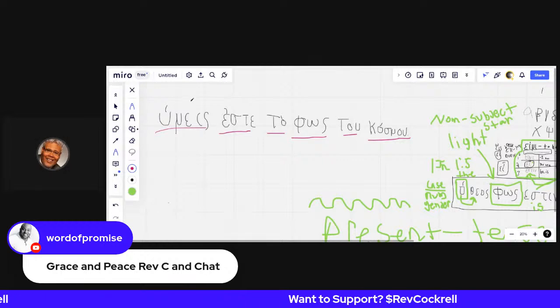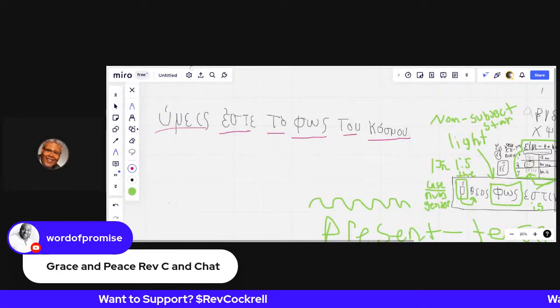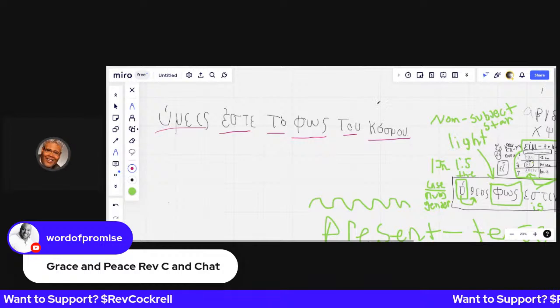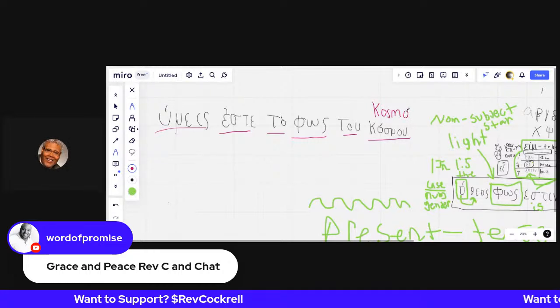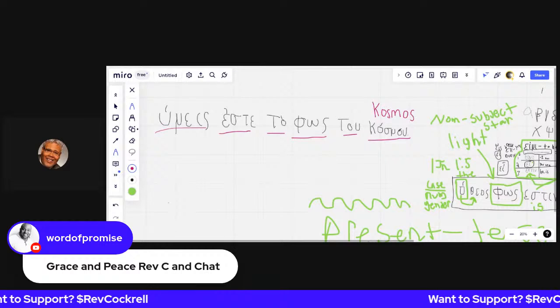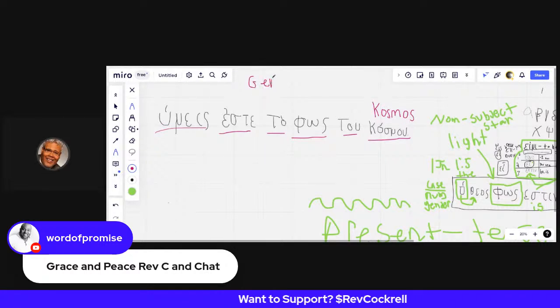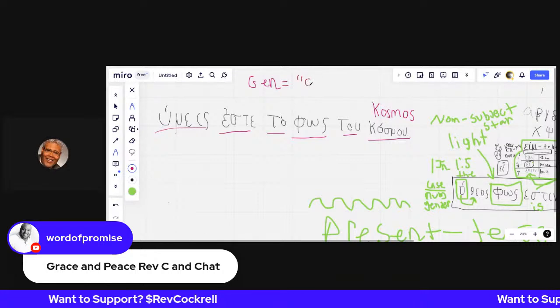So I'll translate a little bit here. If you want, give me a translation of this. Cosmu is the genitive of cosmos. So this may help you. Cosmos. Genitive. Genitive is the case of possession. So we'll cover this, so don't worry about it right now.